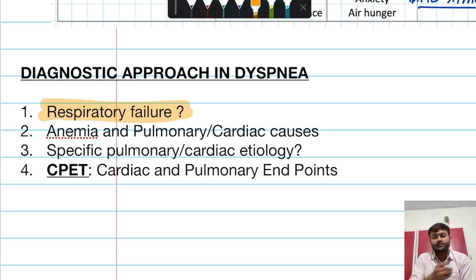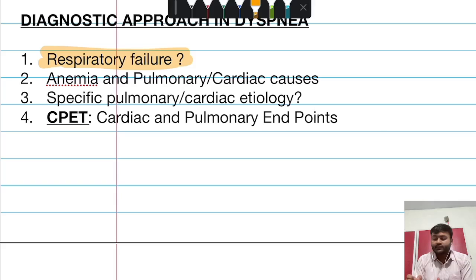So if there is some respiratory failure, then the treatment has to be very fast, and you have to manage it accordingly. It can include even intubation and mechanical ventilation in the patient. So this is the first step. After that, you should think of the three most important causes. You should think of anemia, you should think of pulmonary and cardiac etiologies.